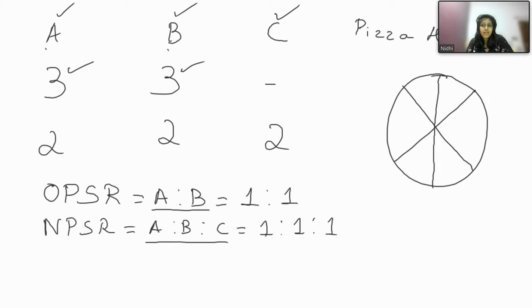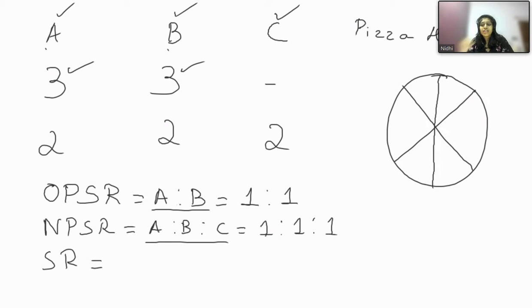A and B. What have they sacrificed? They have sacrificed 1 slice and 1 slice respectively for C. So what have they sacrificed? They have each sacrificed 1 slice for C. So how much have they sacrificed? So sacrificing ratio, SR. What is sacrificing ratio? It is the ratio of how much they have sacrificed so that the new partner is admitted into the firm.